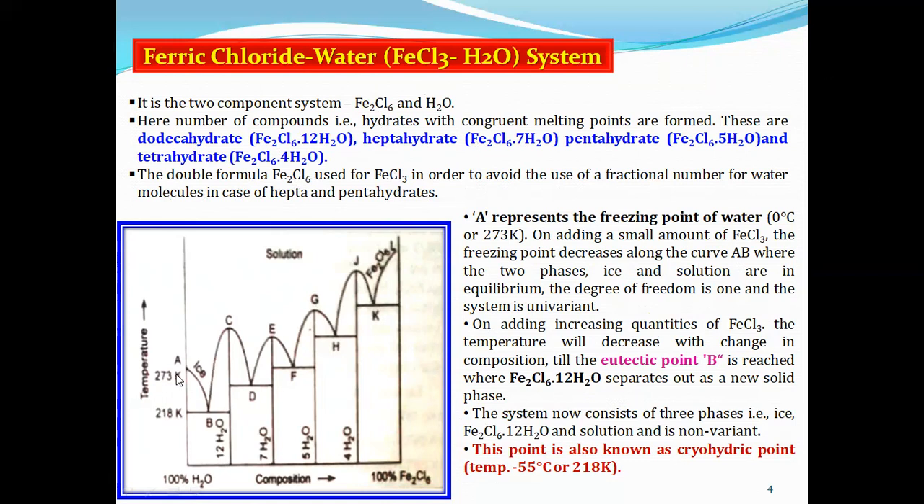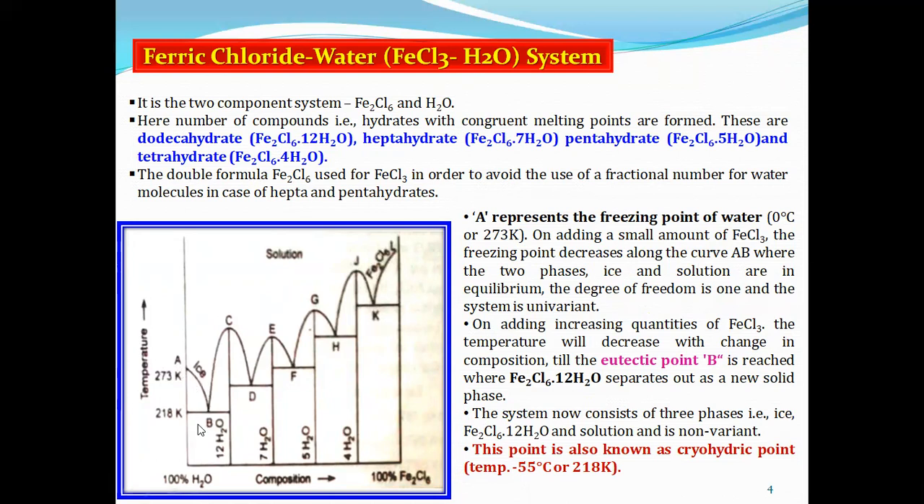Now see this diagram. A indicates the freezing point of water or melting point of ice, which is nothing but 0 degrees Celsius or 273 Kelvin. On addition of a small amount of FeCl3, the freezing point decreases along the curve AB, where the two phases, ice and solution, are in equilibrium. The degree of freedom will be 1 and the system will be univariant.